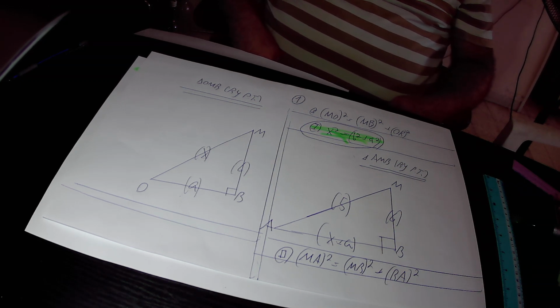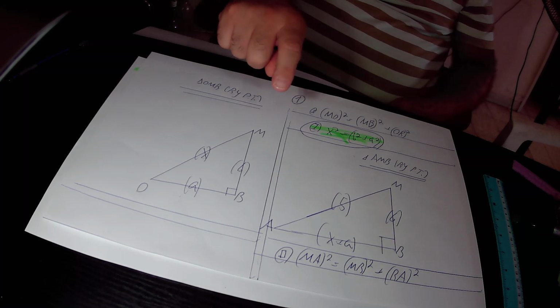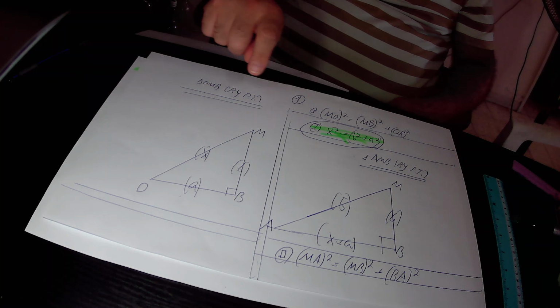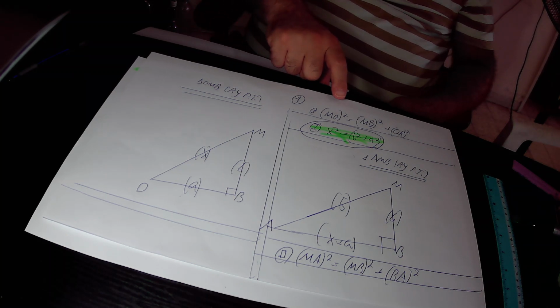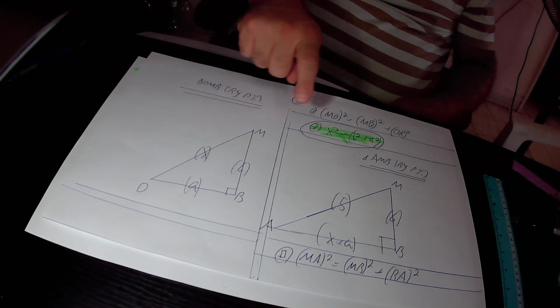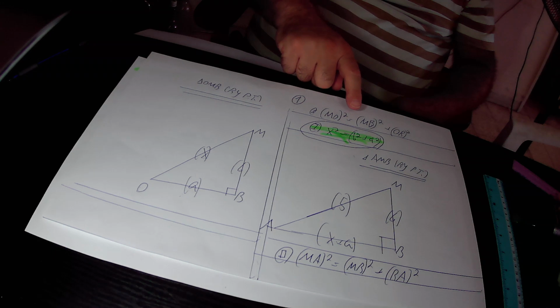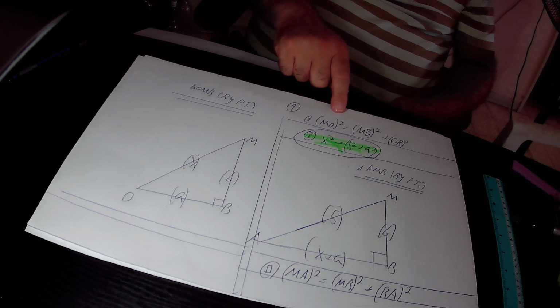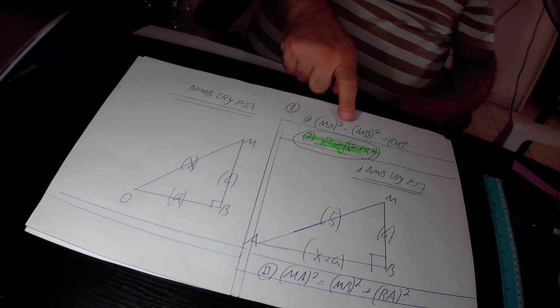According to the Pythagoras theorem, in this right triangle MBO, MO squared equals MB squared plus BO squared. MO is X, therefore MO squared is X squared, and it is equal to MB squared. MB is B, therefore MB squared is B squared, plus BO squared. BO is A, therefore BO squared is A squared. So in total, according to equation 1, we find that X squared equals B squared plus A squared.